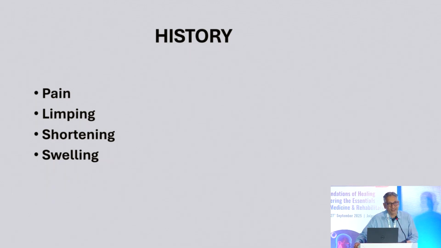Then about the swelling. In hip arthritis, you won't be able to see swelling because it's a deep seated joint. So if there's a swelling, it may be due to another cause like an abscess or something else. Then limping, whether there's limping, shortening and swelling. These are the typical things you should ask in history.